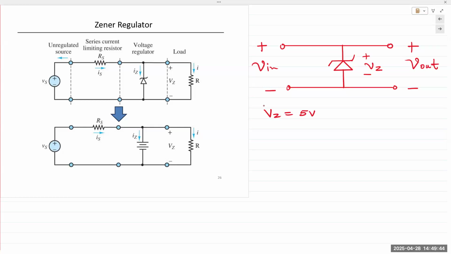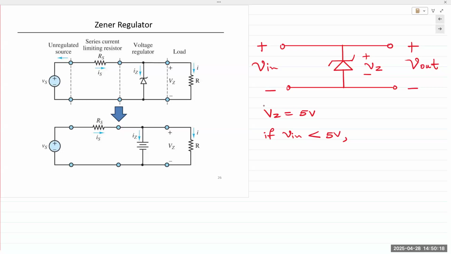Now, if V in, the input voltage, is less than 5 volts, is the diode on or off? Regular diode connected in reverse bias, what happens to the diode? What current do you expect to see at the output? Zero current. So in reverse bias, unless and until a diode breaks down, current is almost zero.